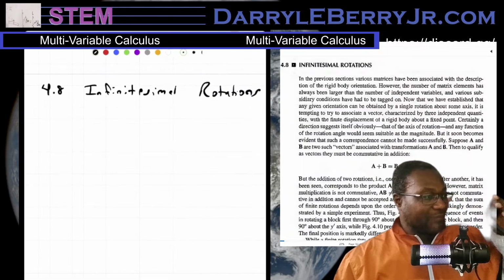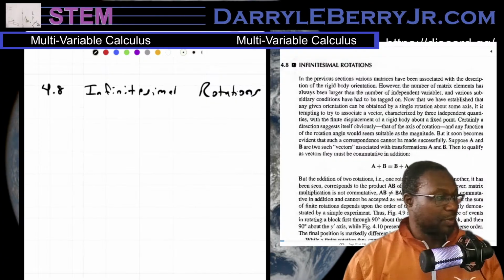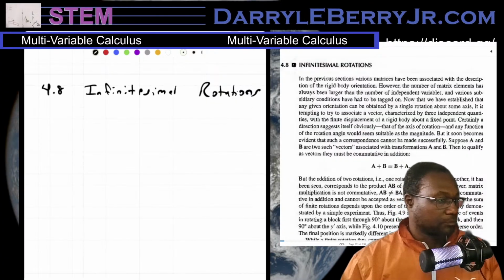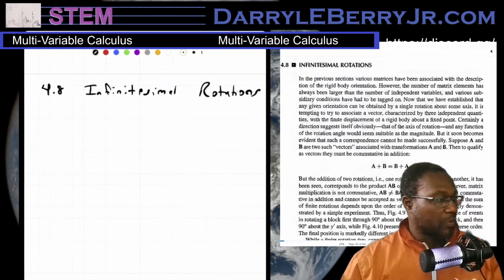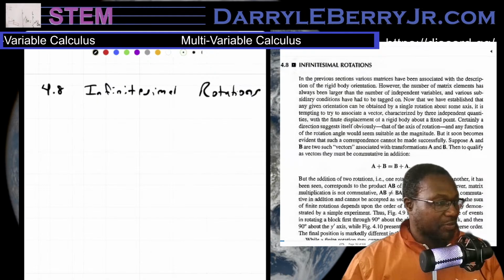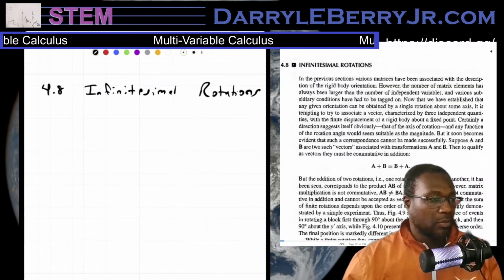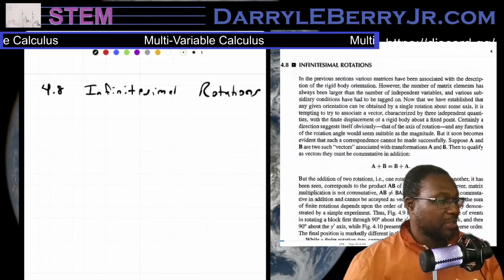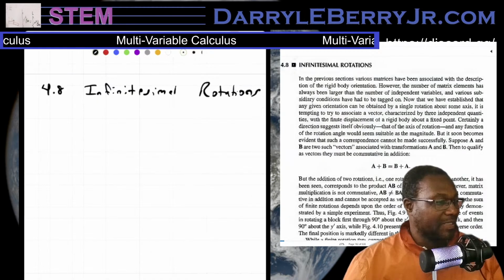In the previous sections, various matrices have been associated with the description of the rigid body orientation. However, the number of matrix elements has always been larger than the number of independent variables, because we had 9 matrix elements and only up to 6 variables. And various subsidiary conditions have had to be tagged on. Now that we have established that any given orientation can be obtained by a single rotation about some axis, it is tempting to try to associate a vector characterized by 3 independent quantities with the finite displacement of a rigid body about a fixed point.